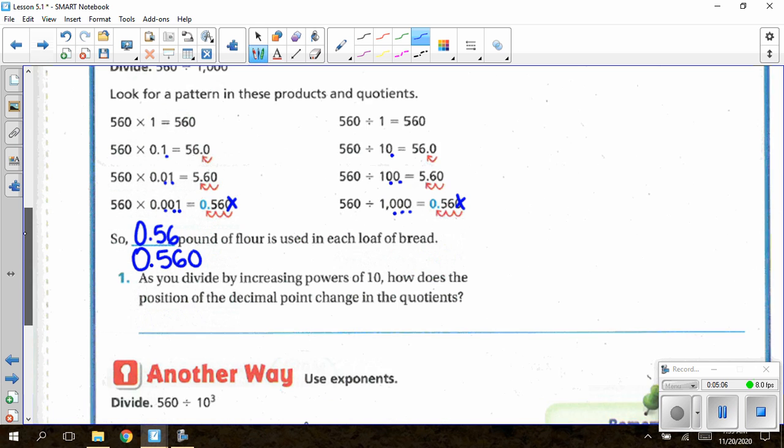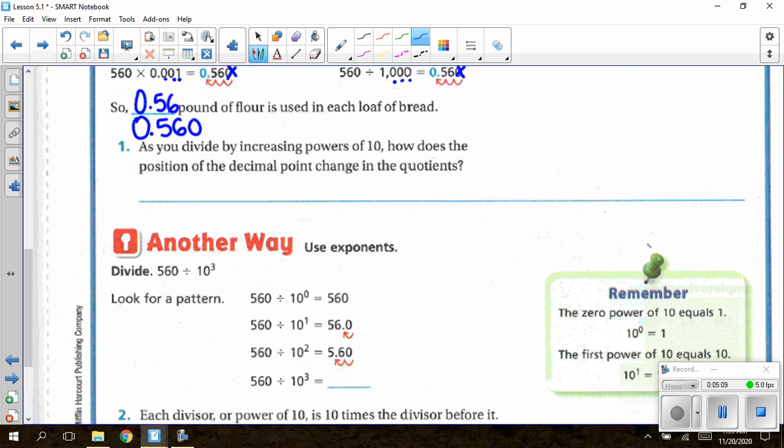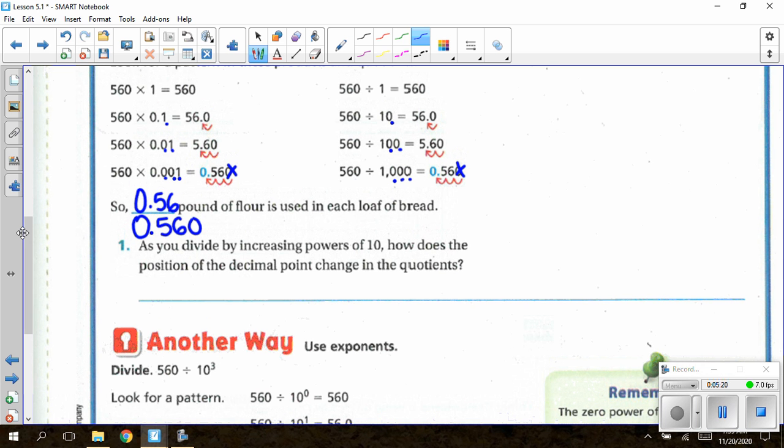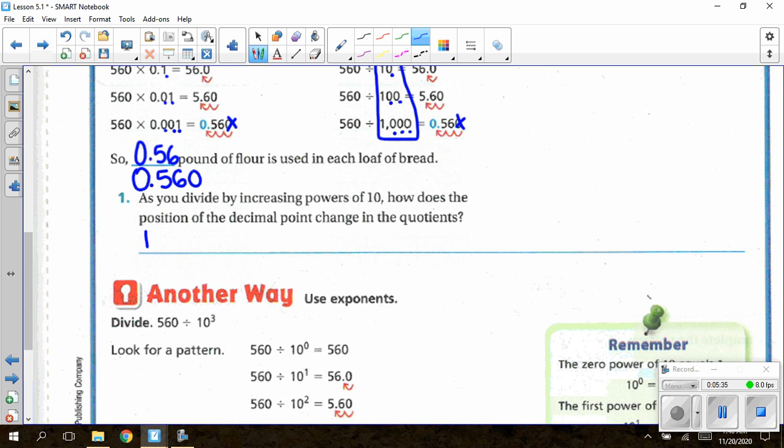So moving on to question number 1. As you divide by increasing powers of 10, how does the position of the decimal point change in the quotients? Well, if I look back up at that pattern, I had my increasing powers of 10 that I was dividing by over here. And notice, as I divided by each increasing power of 10, the decimal point moved one place to the left for each increasing power of 10. So we can just state that the decimal moves to the left.